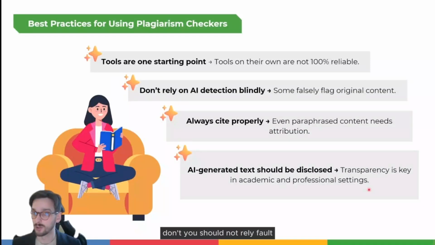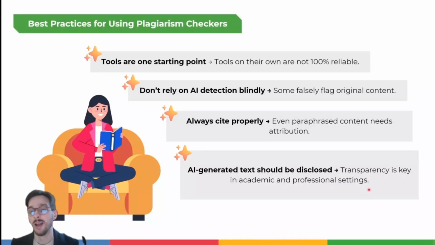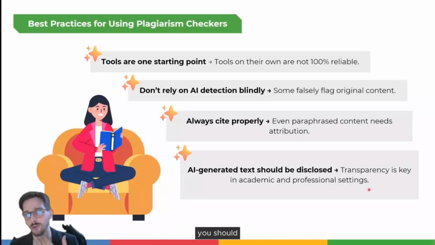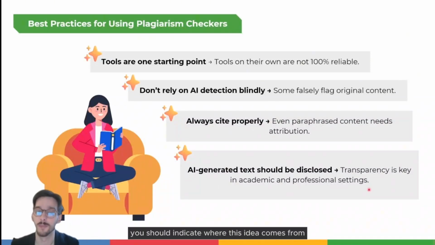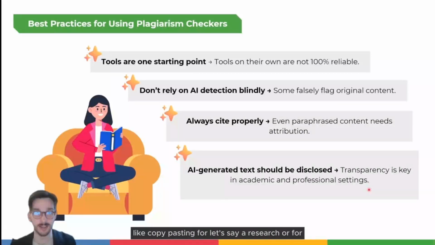So yes, you should not rely blindly on these AI detection tools, because a lot of false flags exist, and you should always cite properly. Of course, even if you paraphrase something, if the idea is not from you, you should indicate where this idea comes from. And if you're just using AI generated text, like copy pasting for, let's say, a research or for something else, you should always disclose that, hey, this is AI generated, and approach the contents of this text accordingly.